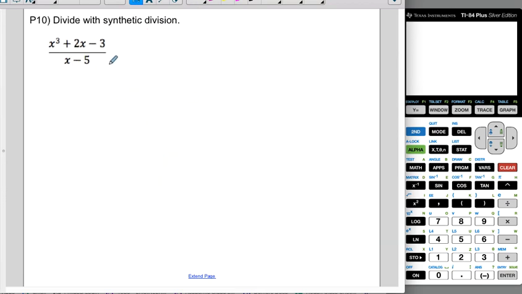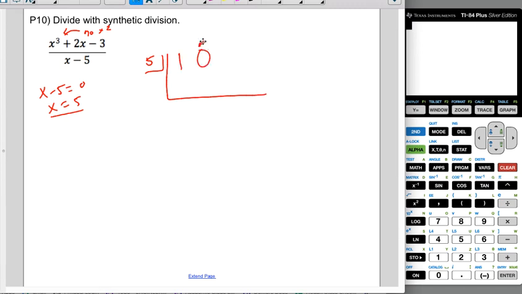All right, same idea here. You'll notice that there is no x squared. So I have x minus 5 equal to 0, and x must be 5. That's what's going to go in the top box. But then when I write across the top, I have 1x cubed, no x squareds, and that's really important that I'm missing the x squared, then 2 x's and a negative 3. Under the negative 3 goes my remainder box.